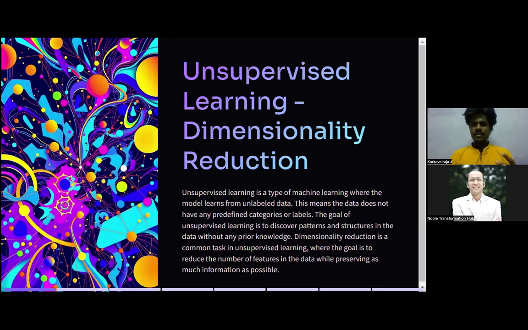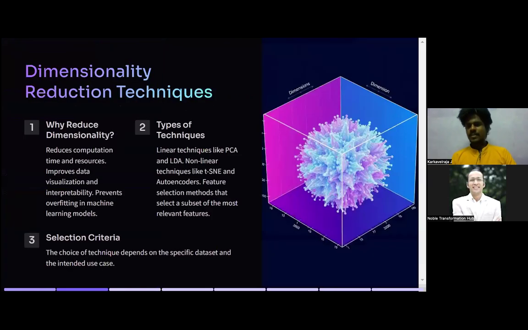Yeah guys, sir is mentioning that dimensional reduction is a reduction of higher dimension to lower dimension. So that's a baseline that we can do. Moving on, dimensional reduction techniques. Okay, why dimensionality reduction? Dimensionality reduction reduces computational time and resources, improves data visualization and interpretation, and prevents overfitting in machine learning models.